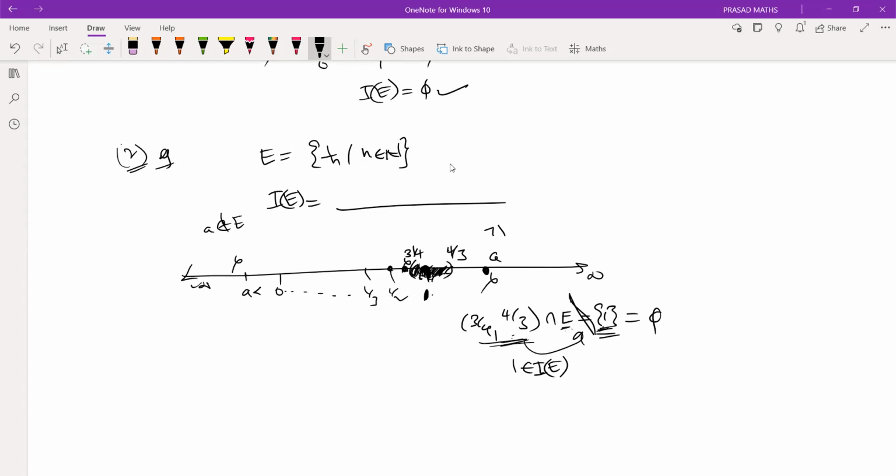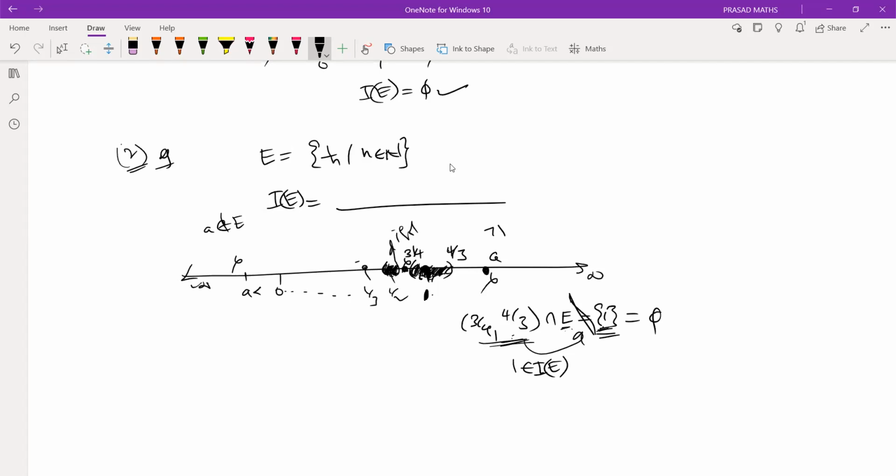Is 1/2 an isolated point? Yes, because it is not a limit point. Because I can find at least one neighborhood which does not contain any point other than the point itself. In the neighborhood of 1/2, there is only 1/2. Therefore, 1/2 cannot be a limit point, but 1/2 belongs to set E. Therefore, it is an isolated point.